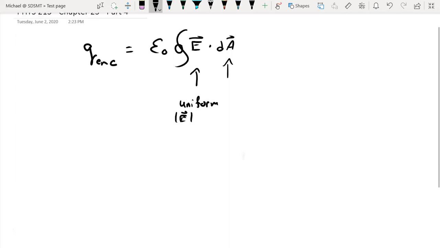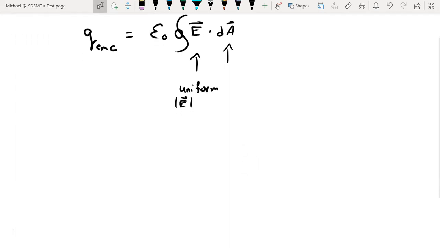The major difference in that idea, all you have to do is go back to part 3 of this chapter, where we had the electric fields that were passing through the different faces of the cube. In that case, we did not have a uniform electric field.